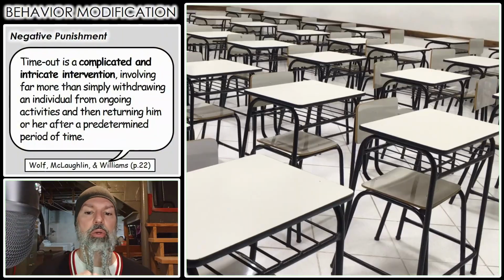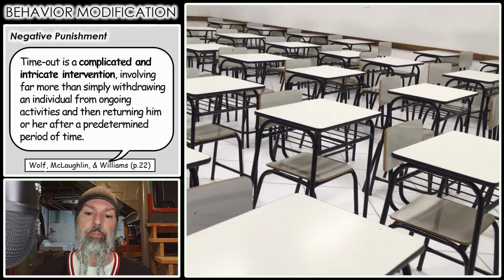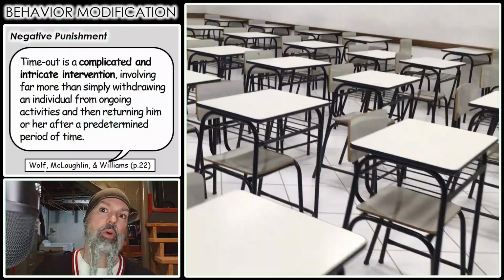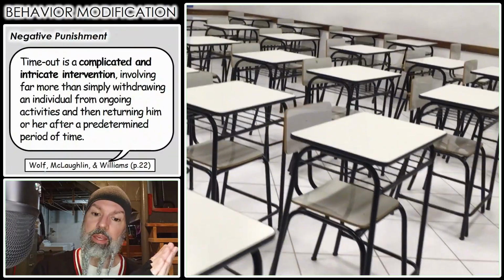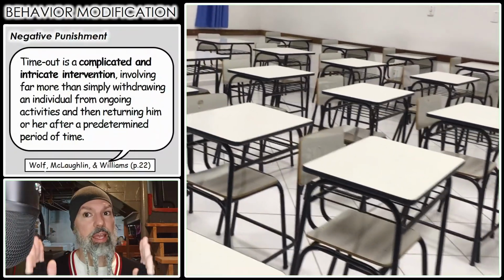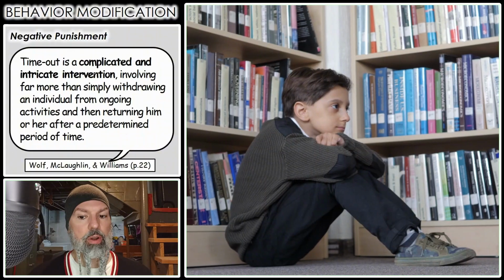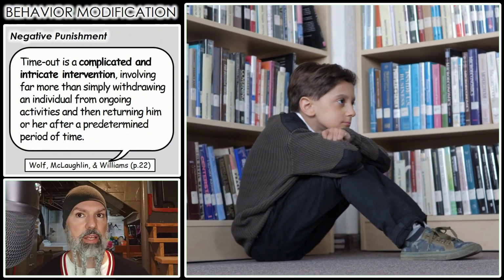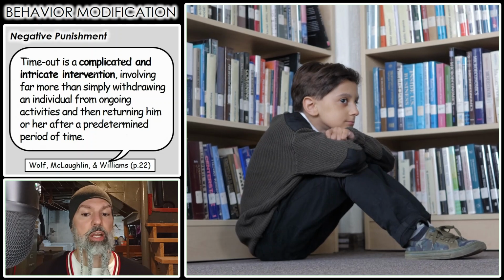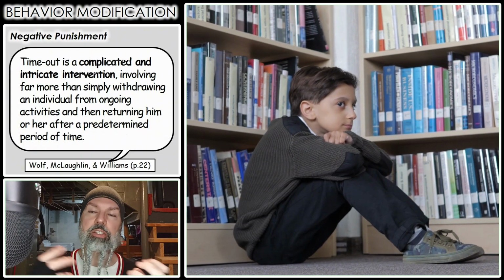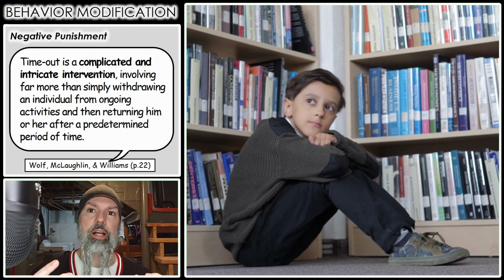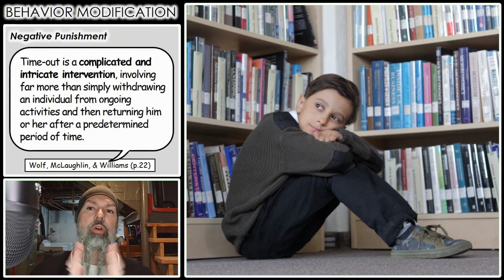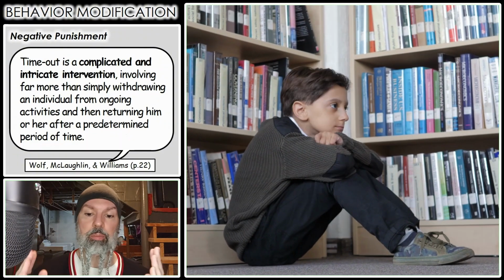So in that case, you would want to choose, instead of the timeout procedure where they are removed from the environment, something where they stay in the environment, such as planned ignoring or a partitioned timeout where they get sent to the corner instead of exclusion. And then also, just in general, you would want to prioritize non-exclusion methods wherever possible. They just tend to be more accepted and easier to implement.